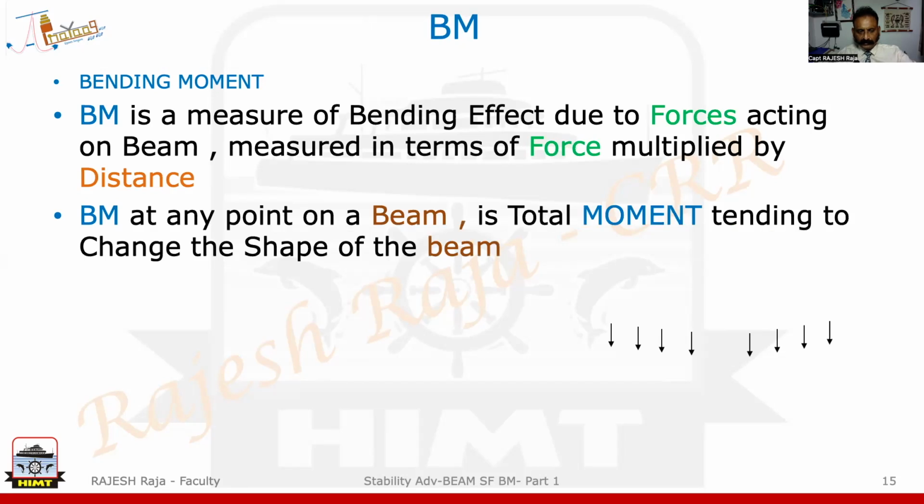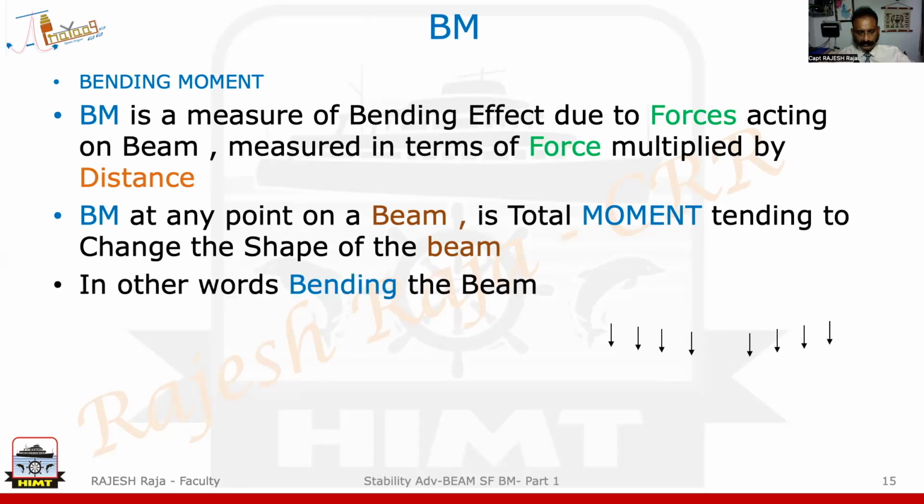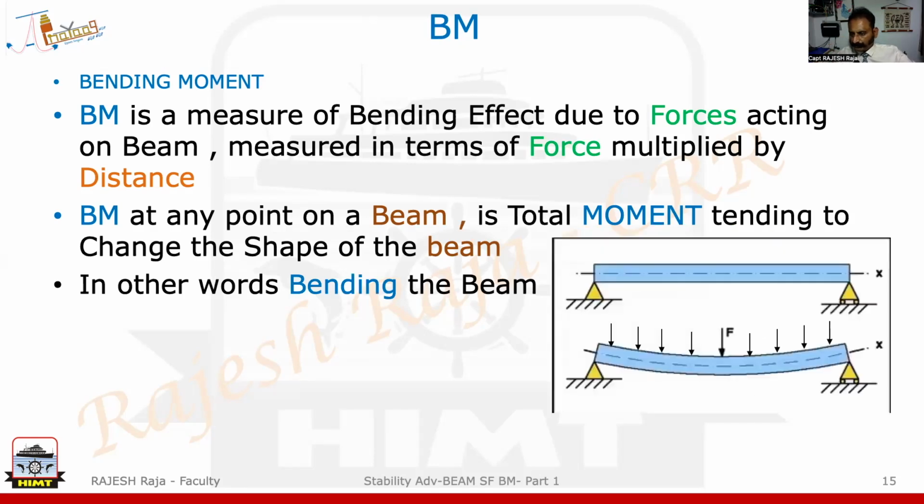Now, BM at any point on the beam is the total moment which is tending to change the shape of the beam. It will try to change the shape. One of the pictures I had already shown you. In other words, it will try to bend the beam. So this is the same picture which I had already shown. Now what happens is you are applying a force and that force is trying to bend the beam. This is what is your bending moment.